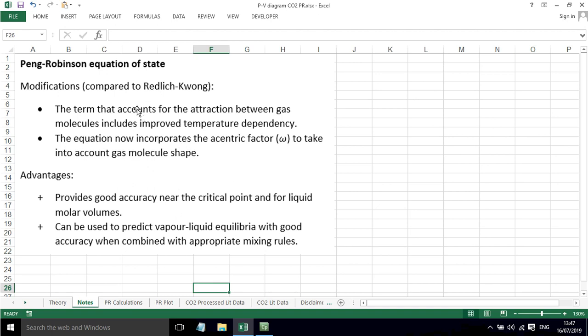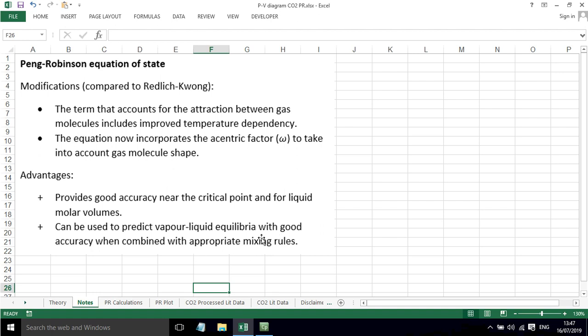Okay, so in terms of modifications compared to Redlich-Kwong, the term that accounts for the attraction between gas molecules now includes improved temperature dependency, and the equation now incorporates the acentric factor to take into account the gas molecule shape, which actually has a big impact on its phase behaviour. So the advantages are that it provides good accuracy near the critical point for liquid molar volumes, which is a good improvement on Redlich-Kwong, and also it can be used to predict vapor-liquid equilibria with good accuracy when you combine it with the appropriate mixing rules.